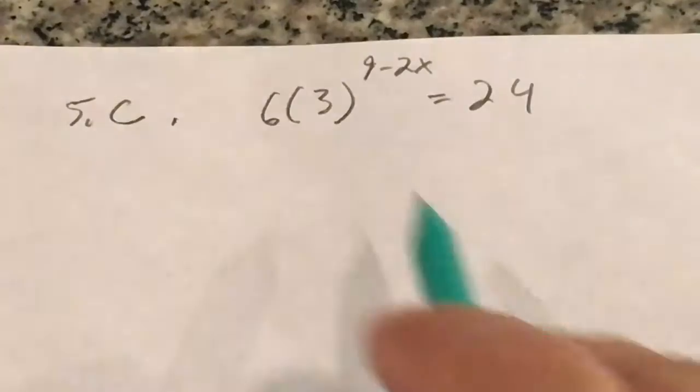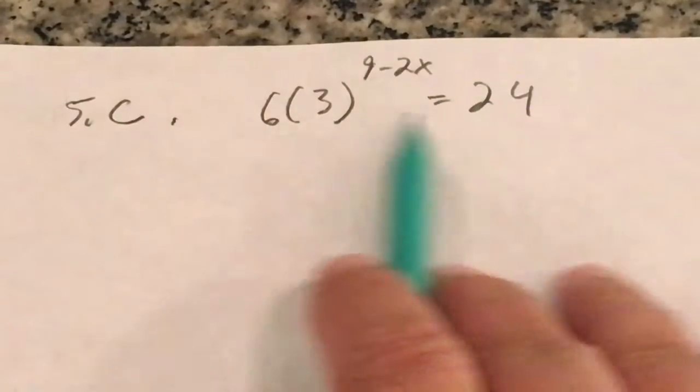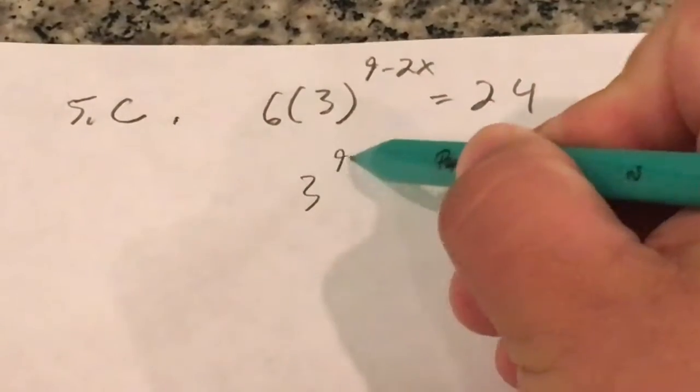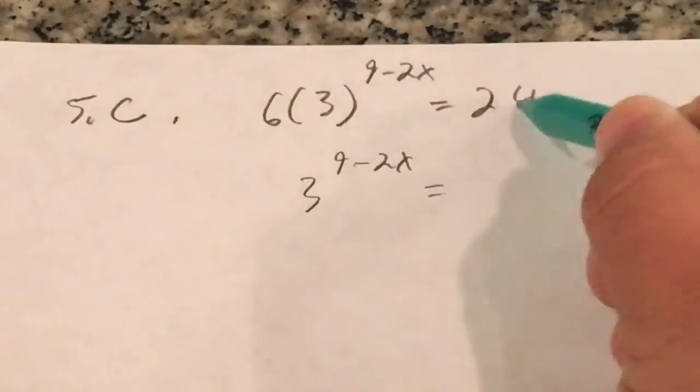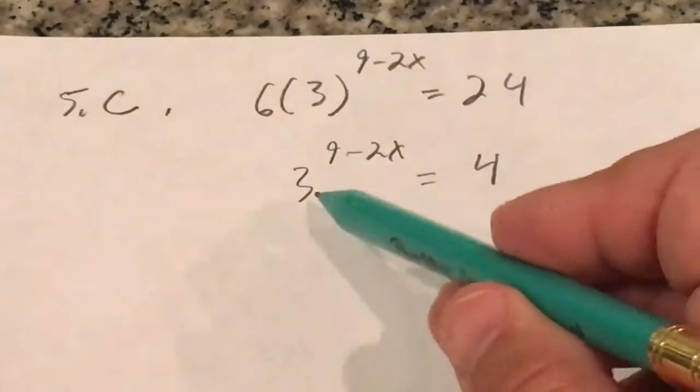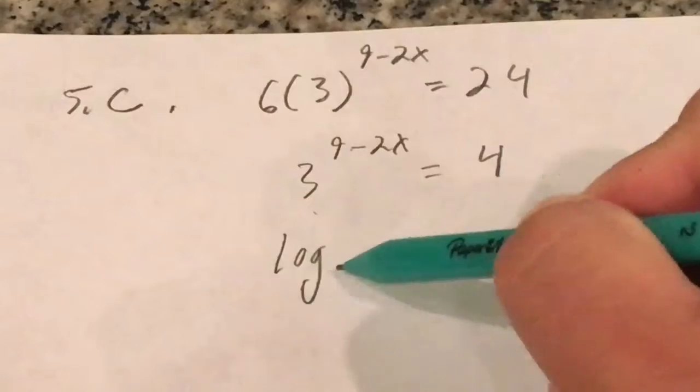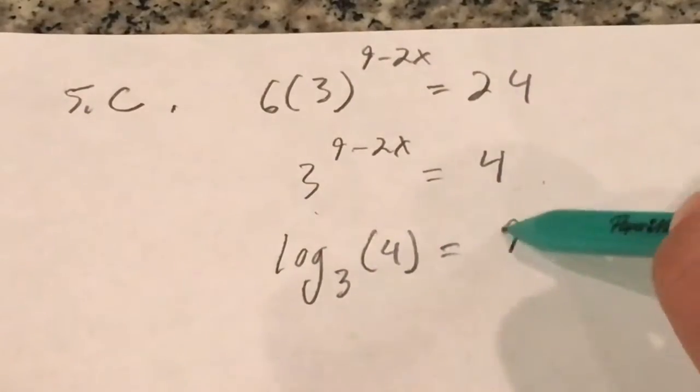5c, solving this for x. First thing I'm going to do is divide both sides by 6. So that's going to give me 3 to the 9 minus 2x equals 24 divided by 6, which is 4. Now I'm going to take log base 3 of 4. Log base 3 of 4 equals 9 minus 2x.